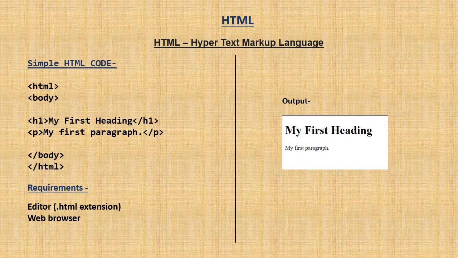This is an example of simple HTML code. This is the start of HTML, and this is the body, and the body ends, and HTML ends. H1 means heading, this is a heading tag, and P means this is a paragraph tag.